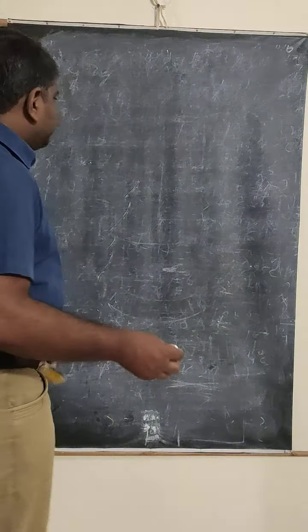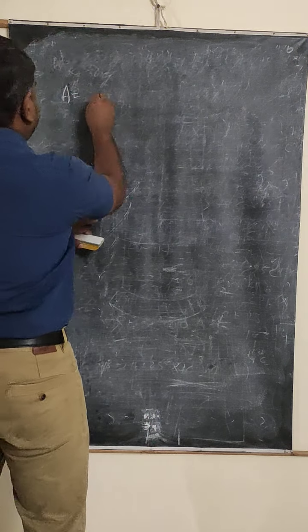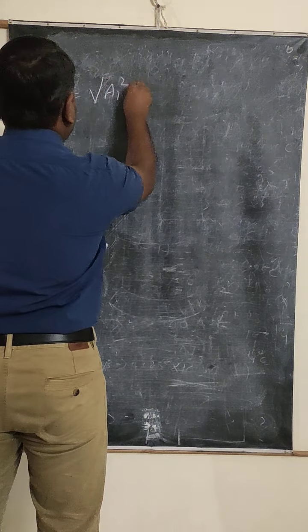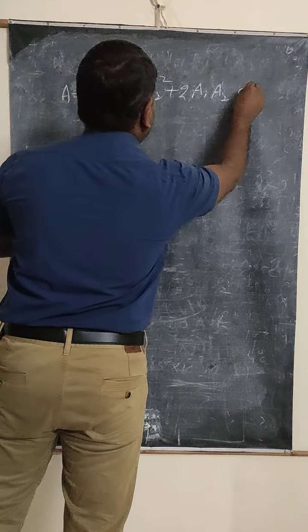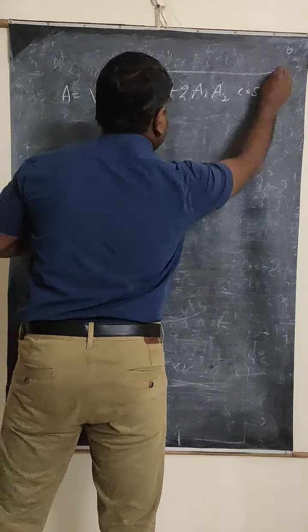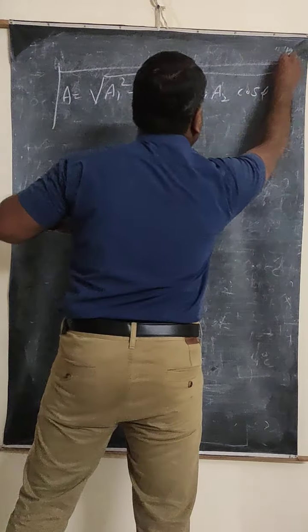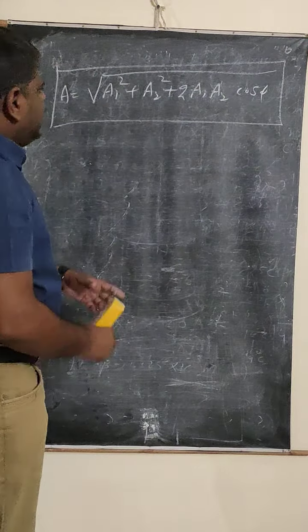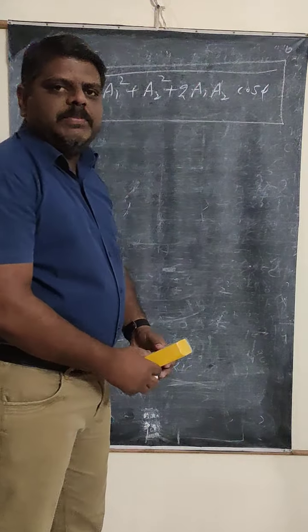Okay, so when you refer to the resultant amplitude with the phase difference of phi, the formula is A equals under root of A1 square plus A2 square plus 2A1 A2 cos phi. Okay, this is the formula to find the resultant amplitude. Here A1 is the amplitude of the first wave, A2 is the amplitude of the second wave, and phi is the phase difference between them.